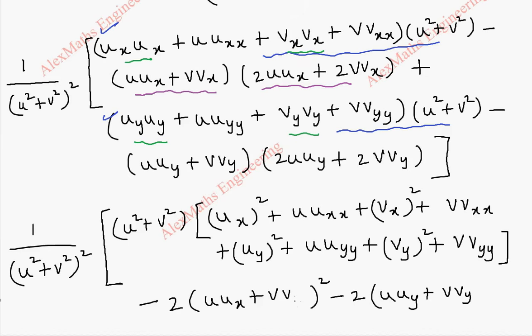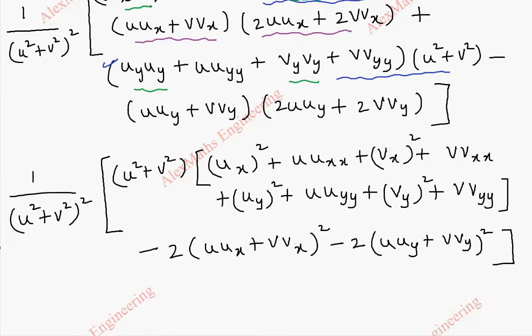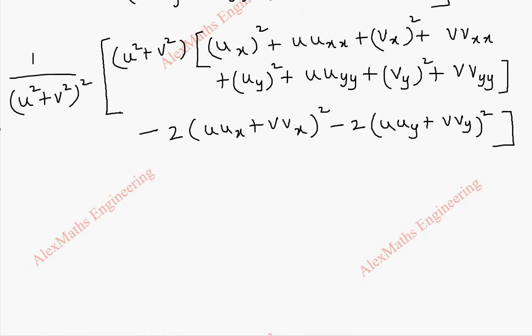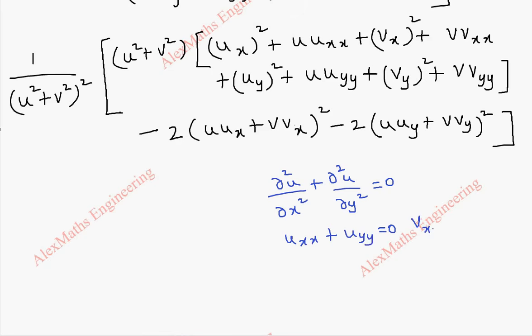So vx whole square, uy plus vy whole square. And this function satisfies the Laplace equation. That is, Laplace equation is ∂²u/∂x² plus ∂²u/∂y², and this will become 0. It is nothing but uxx plus uyy equal to 0. In the same way, vxx plus vyy is also 0.